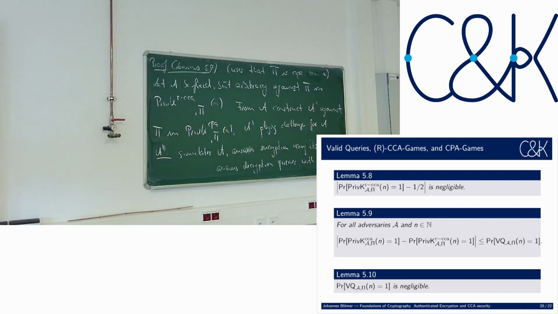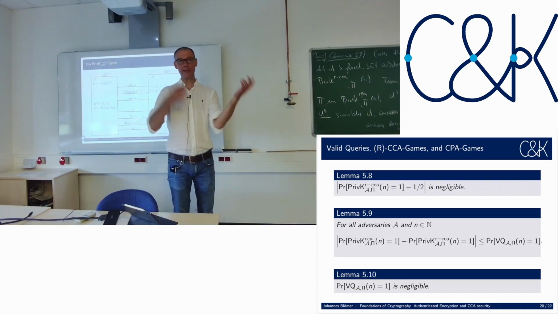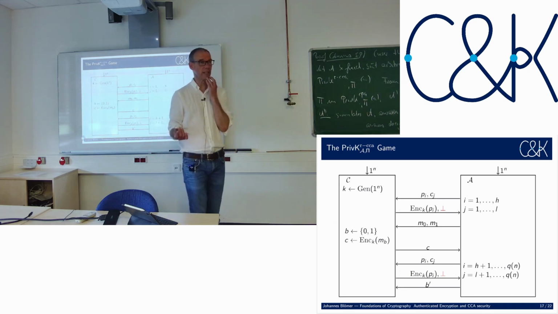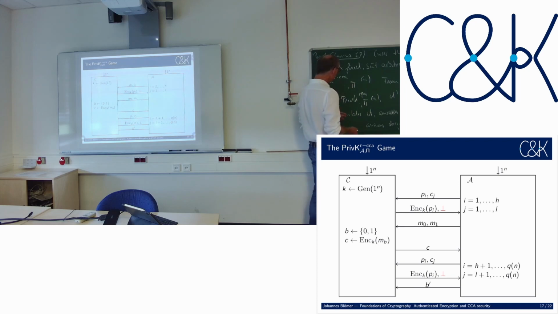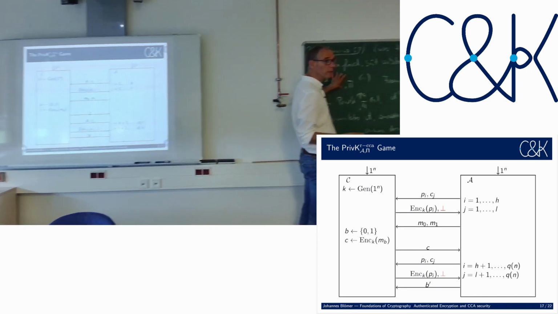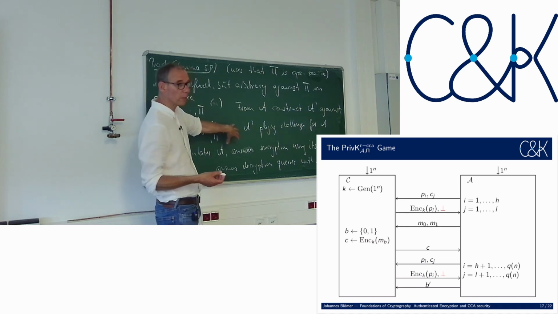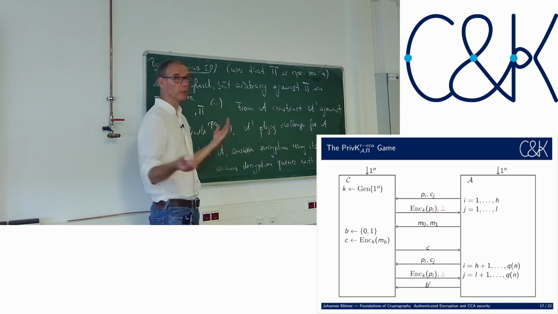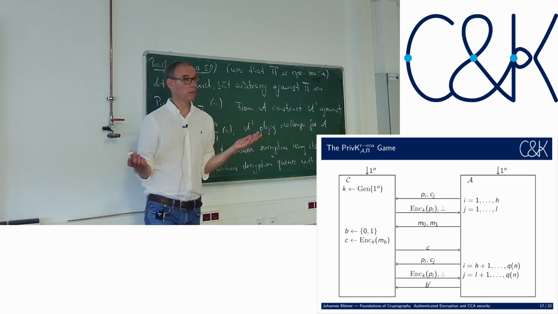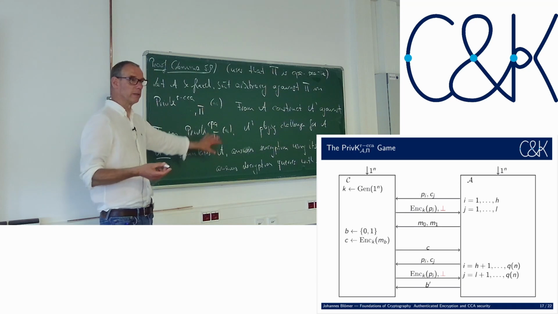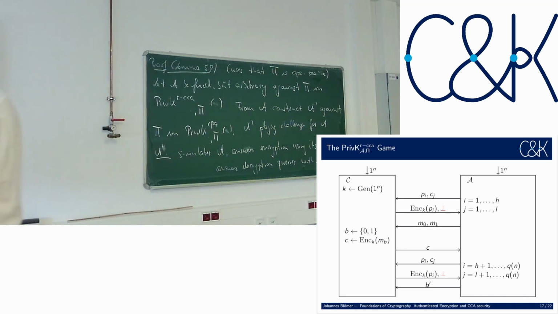This is exactly like this game here. The simulation of A is perfect. It gets exactly the right answers back, as in the RCCA game. So what we can easily conclude is that the probability that this is 1 here is the same as the probability that this is 1 here. But since now we subtract 1/2, it's CPA secure, so this must be also negligible. And we are done. I don't write this down, but there's nothing that's really happening here.